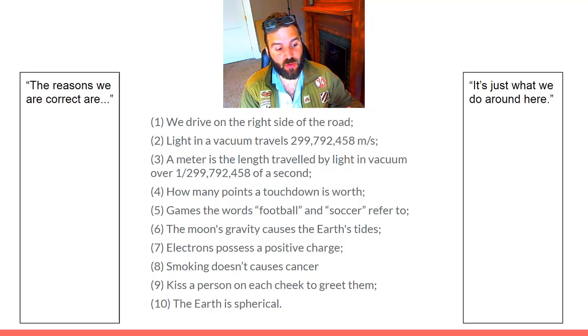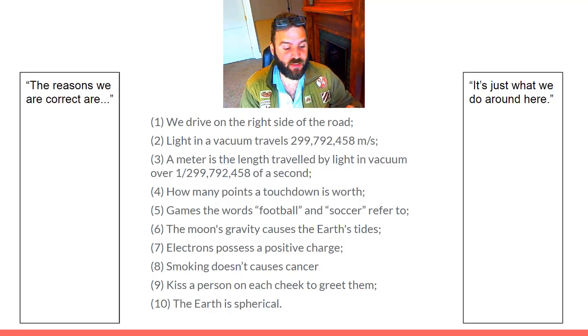The first one is we drive on the right side of the road. That might be something you teach your kids when they're growing up. You also teach them other lessons: that light in a vacuum travels at that speed per second; that a meter is the length traveled by light in a vacuum over a fraction of a second; how many points a touchdown is worth, 6; and which games the words football and soccer refer to, and of course what you call football depends on where you grow up.